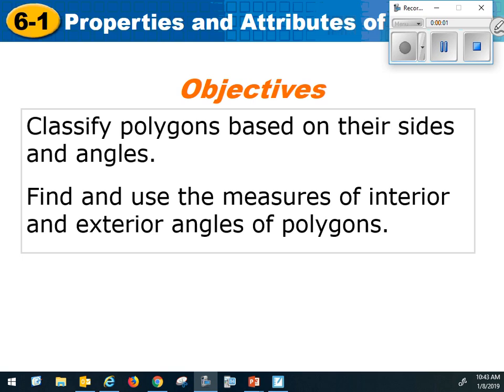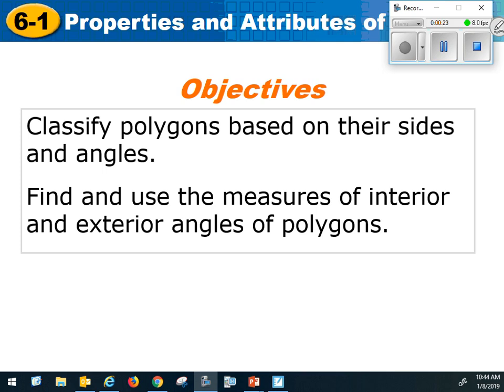We've got quadrilaterals, but 6-1 is going to focus on all polygons. So first of all, what's a quadrilateral? It's a figure with 4 sides. Polygons are figures with more or less than 4 sides. Can you remember some things that have to be true about a figure for it to be a polygon?